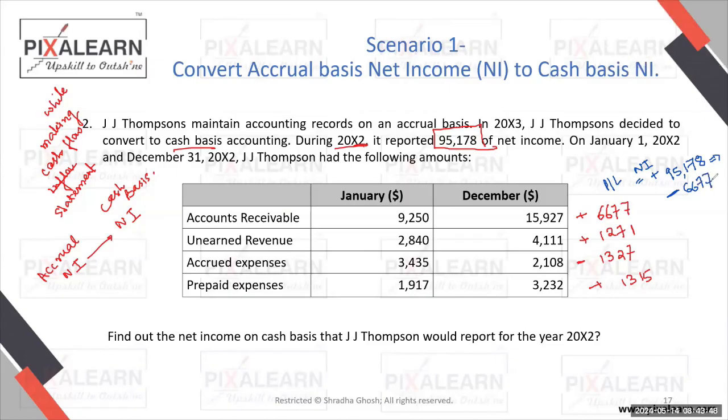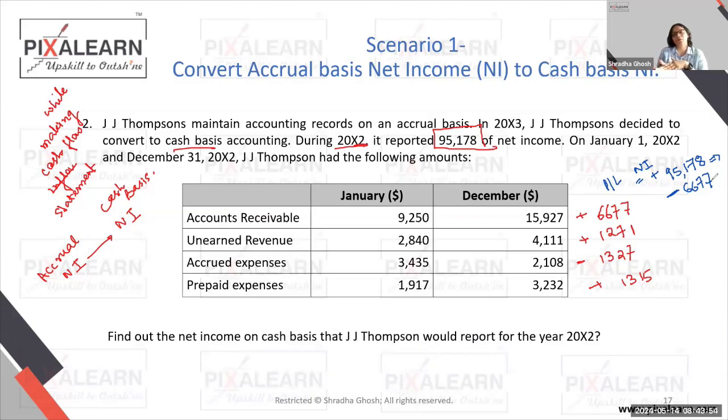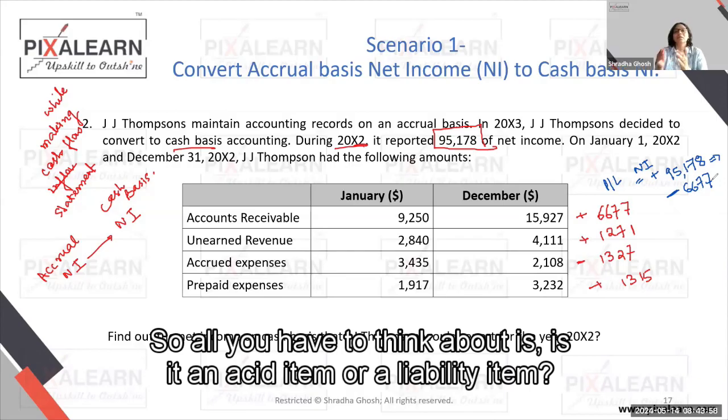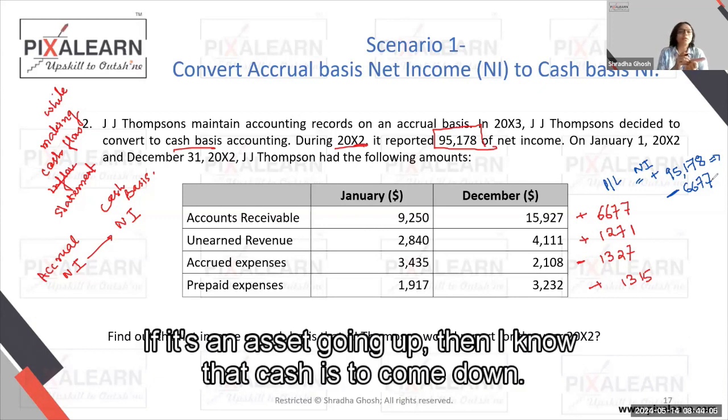Yes or no? Yes, ma'am. If I bring it down, then I know that whatever I'll get is the cash that should be there with me. Yes or no? Right. Is this clear? So all you have to think about is: is it an asset item or a liability item? Is it going up? Is it coming down? If it's an asset going up, then I know that cash is to come down.